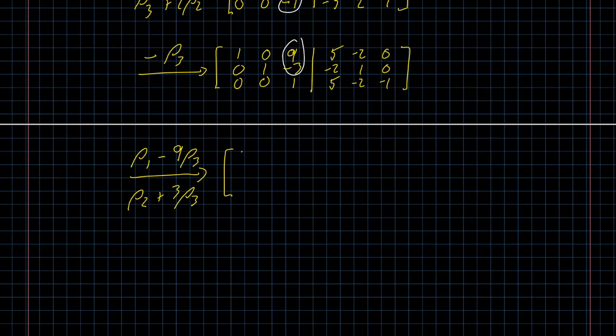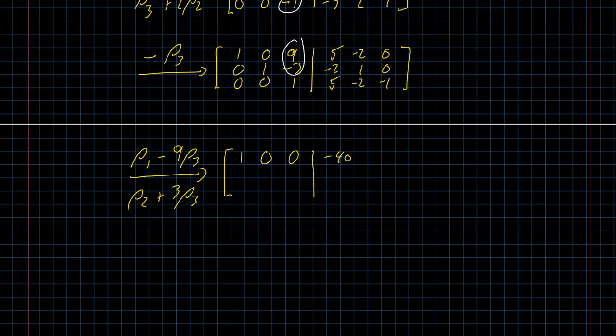1 minus 0 is 1. 0 minus 0 is 0. 9 minus 9 times 1 is 0. 5 minus 9 times 5 is 5 minus 45, which is negative 40.